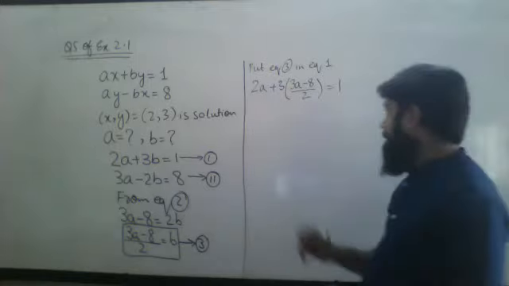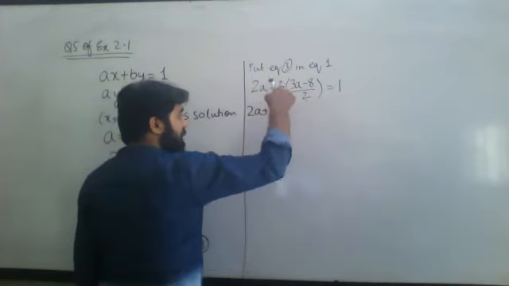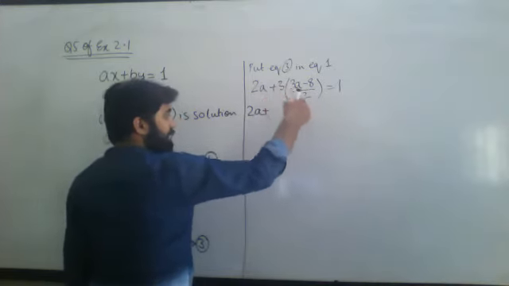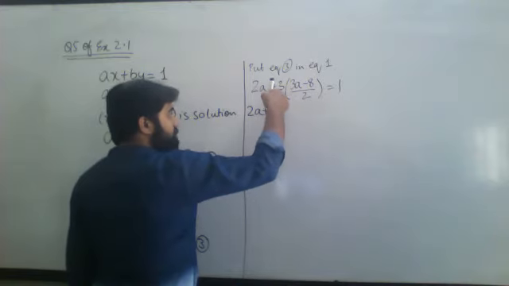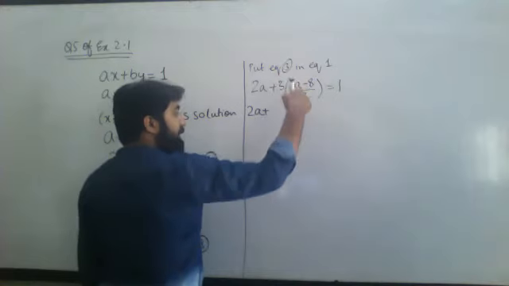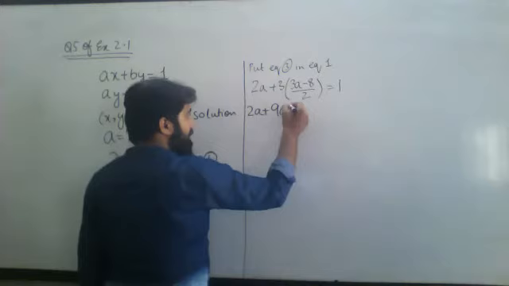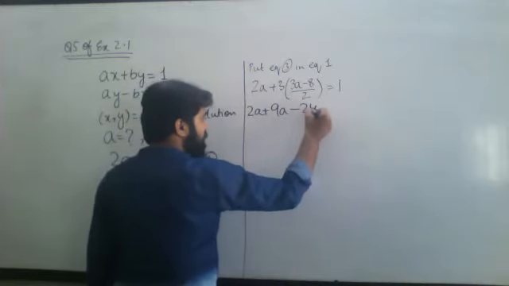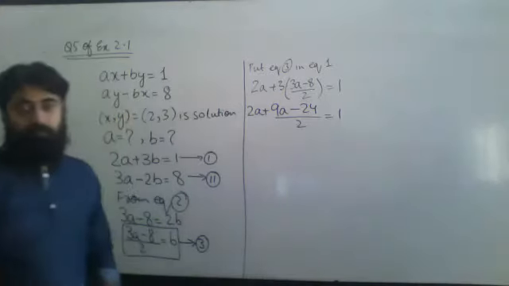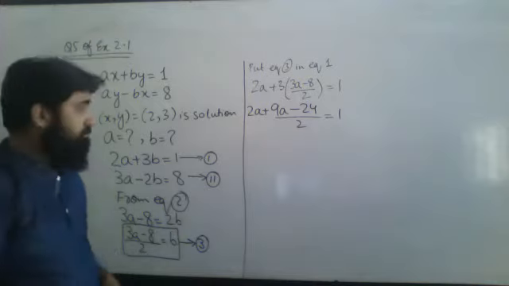Right? Simplifying it, 2a plus. First of all, I will try to see if these two can cancel each other, but they are not cancelling each other. So I can multiply this with this, only with the numerator, not with the denominator. So 3 3s are 9a minus 3 8s are 24 over 2 equals to 1. Okay, I have simplified this.